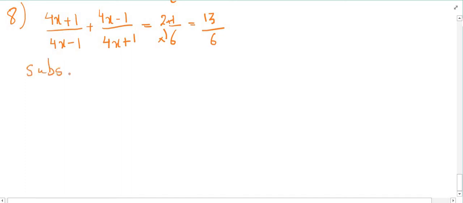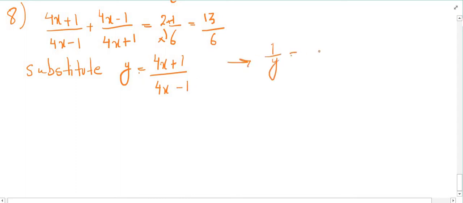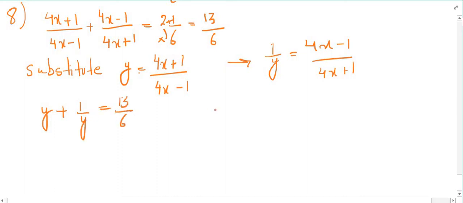Substitute y equals 4x plus 1 by 4x minus 1. And what is 1 by y? Reciprocal is 4x minus 1 and 4x plus 1. This first equation becomes y plus 1 by y equals 13 by 6.